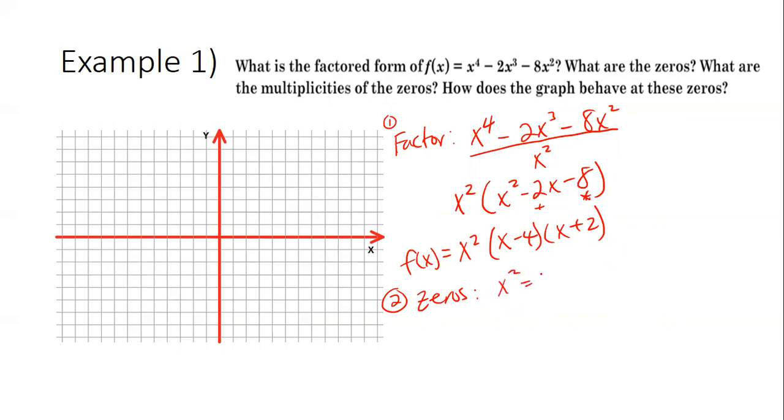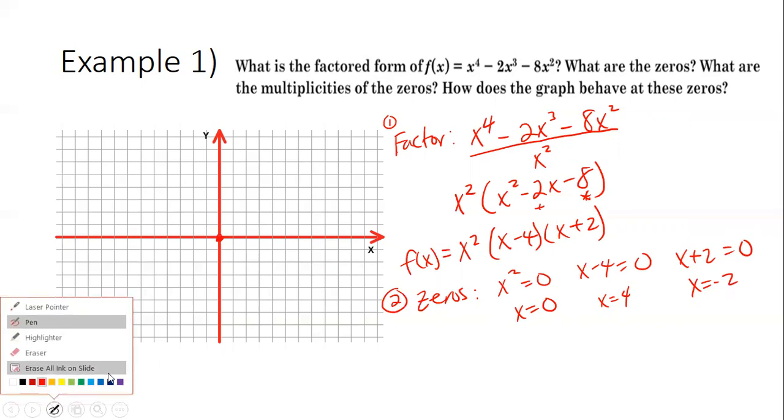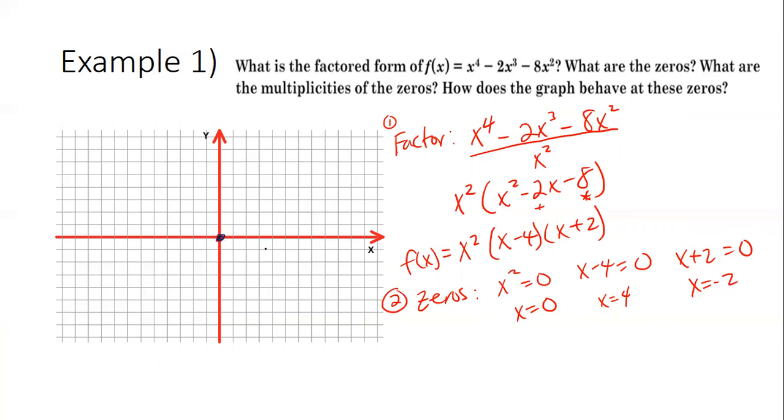So I have x squared equals 0, x minus 4 equals 0, and x plus 2 equals 0. That gives me x equals 0, x equals 4, and x equals negative 2. So we have x equals 0, x equals 4, and x equals negative 2.